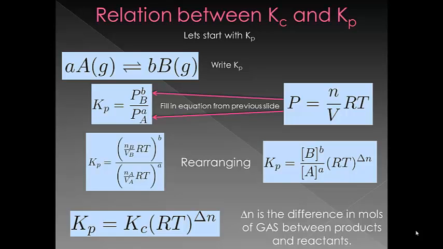Now, the RT terms are left over, and you'll notice we have it raised to this delta n. This is because it's going to change a bit based on what the total number of moles on each side of the equation are. You have RT on the top, and that's going to be raised to the total number of product moles, and RT on the bottom, which is raised to the total number of reactant moles. So if we take the product moles and we subtract the reactant moles, that will be what we need to raise RT to. So delta n is the difference in moles of the gas between the products and the reactants.